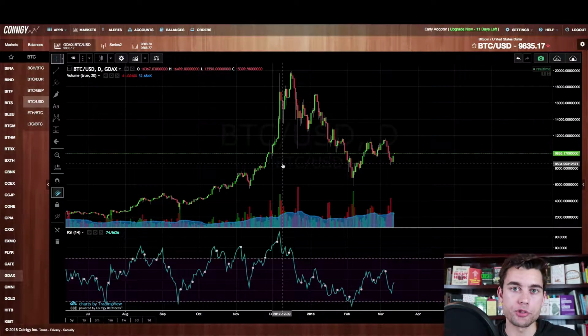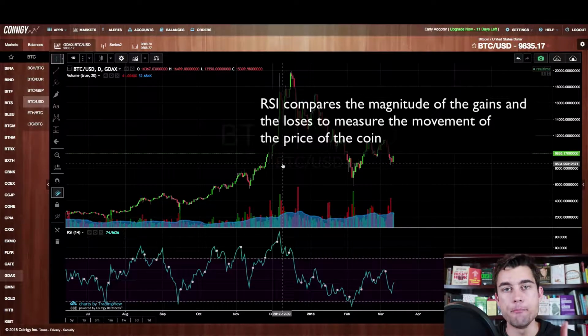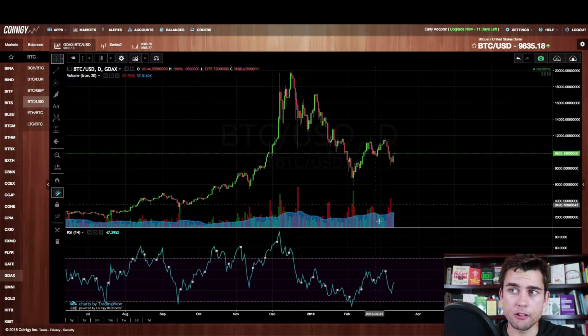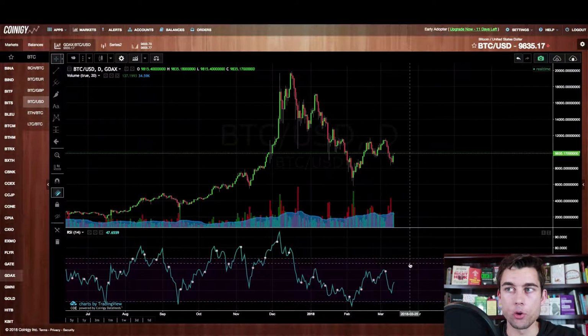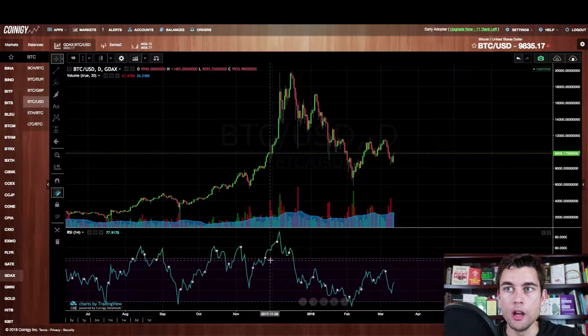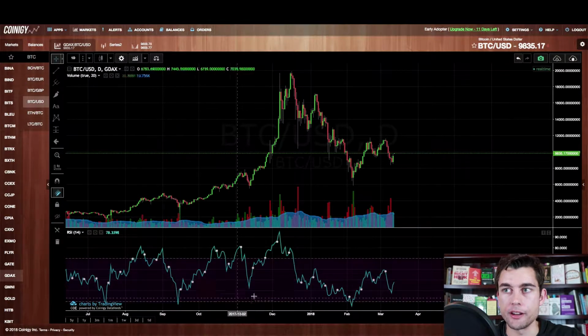So the Relative Strength Index, or the RSI, compares the magnitude of the gains and the losses to measure the movement of the price of the coin. It creates boundaries, and you can see there's a boundary right here and a boundary right here. It creates boundaries of where it thinks the coin should be within, and then it tells you if the coin goes over the boundary or goes under the boundary, which you can see right here and right here.